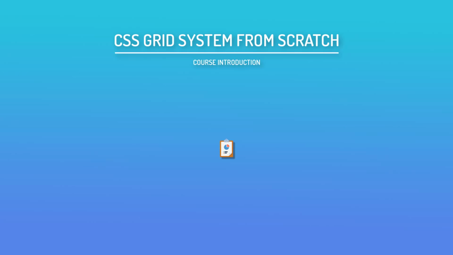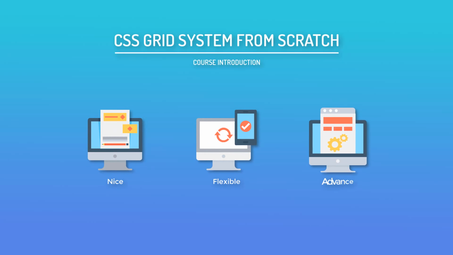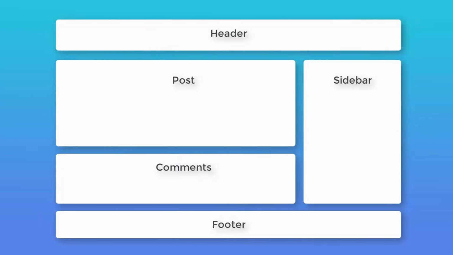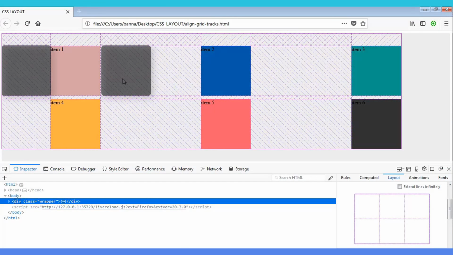This course is not so lengthy, so you can master CSS Grid System in just a week if you dedicate yourself to learning. After 1 week, you will be able to build nice, flexible and advanced layout using CSS Grid System. I will cover everything so you don't have to go anywhere to find more. I have built nice presentation so you can understand everything easily.